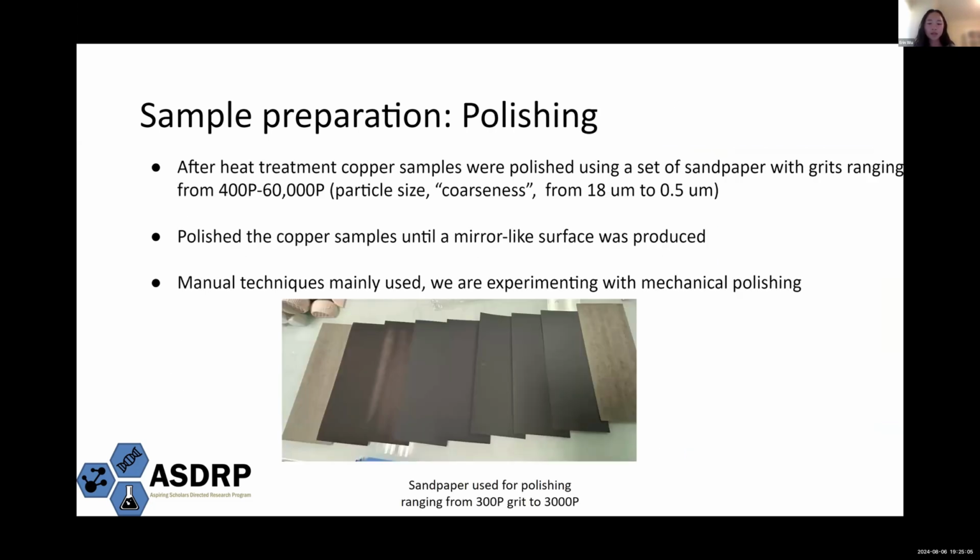So once the samples have cooled down, they have to be polished to remove the black oxide layer formed during heat treatment. Currently we're manually polishing using sandpaper, starting with a 400 grit and working up to 60,000 grit. A polished sample will have a mirror-like appearance. Next.